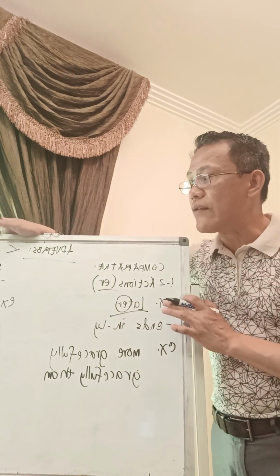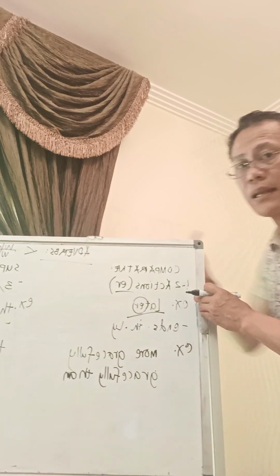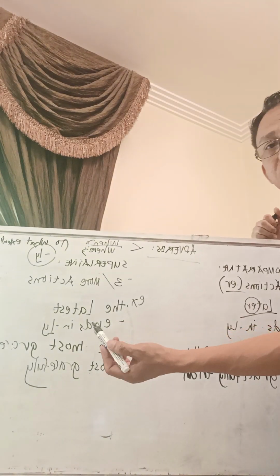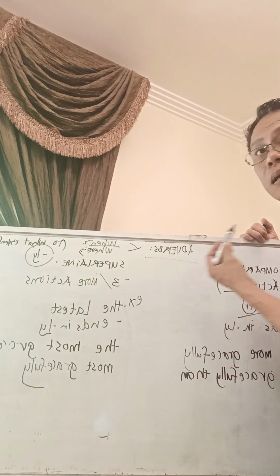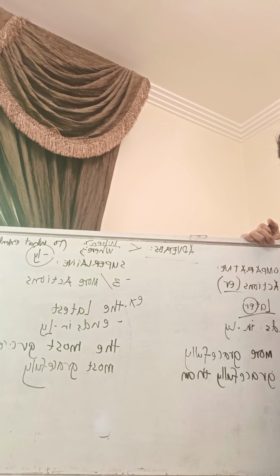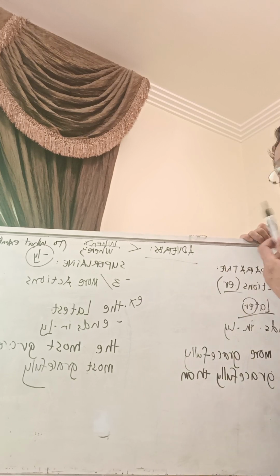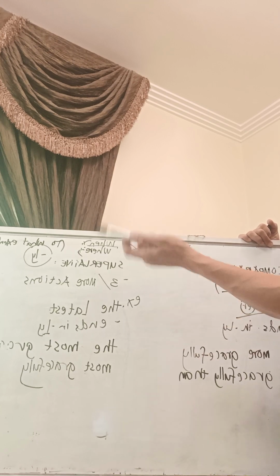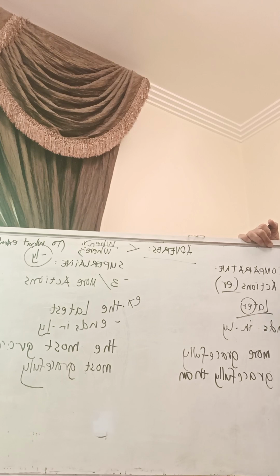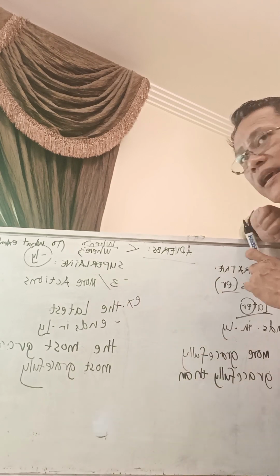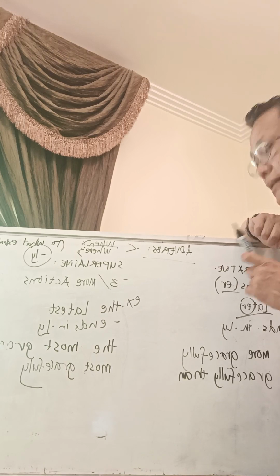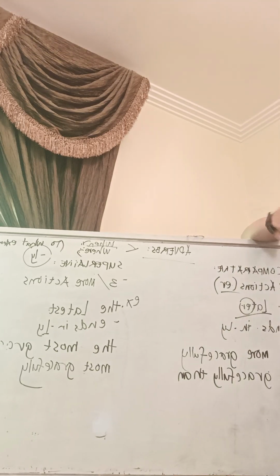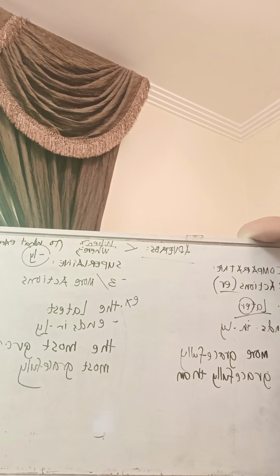What about the superlative of the word late? Most graceful? Oh, sorry. The word late. Are you listening? When you said most graceful, I'm talking about late. Sorry. Late, the comparative is later, and the superlative is latest. It's up to you if you don't understand it. I explained well. Please focus.